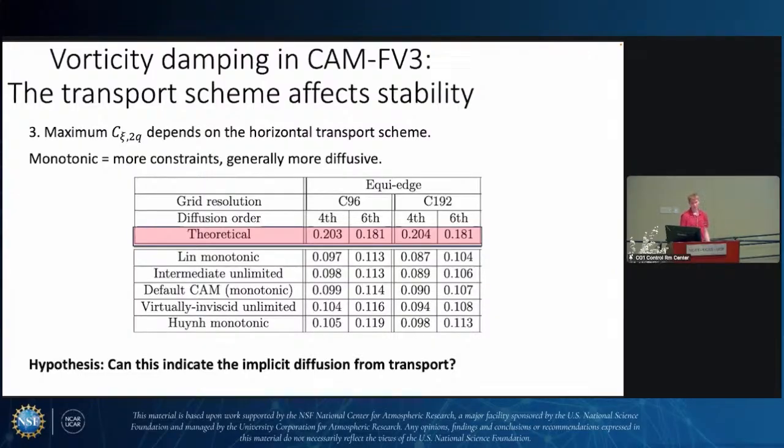And my theory from this is that we can actually back estimate the amount of implicit diffusion in the transport scheme by seeing how much vorticity damping we can use, because there's that play between the implicit and the explicit vorticity damping. So this is something I want to look at further.